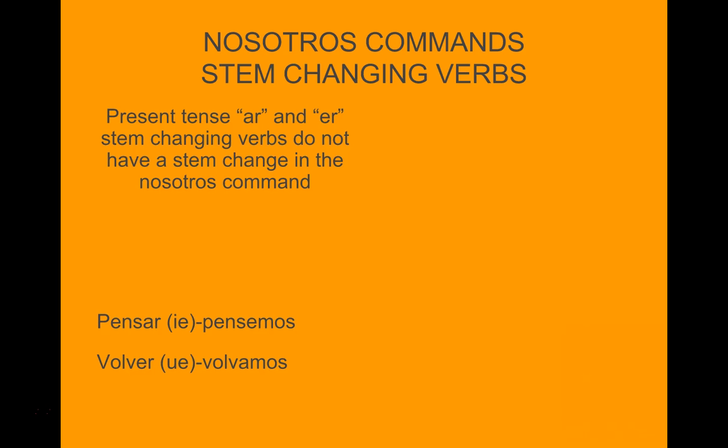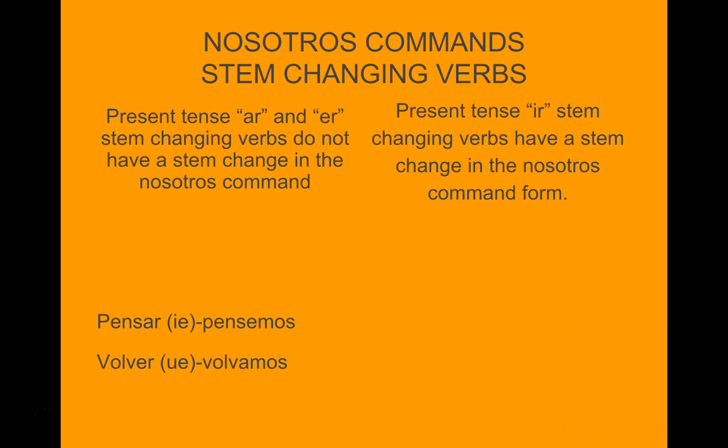Volver, which is a UE verb, usually would be conjugated vuelvo, vuelves in the present tense, does not have a stem change. These do not have a stem change because they are stem changers in the present tense, but they are AR and ER verbs. Again, any AR and ER stem changer in the present tense does not stem change in the nosotros command.